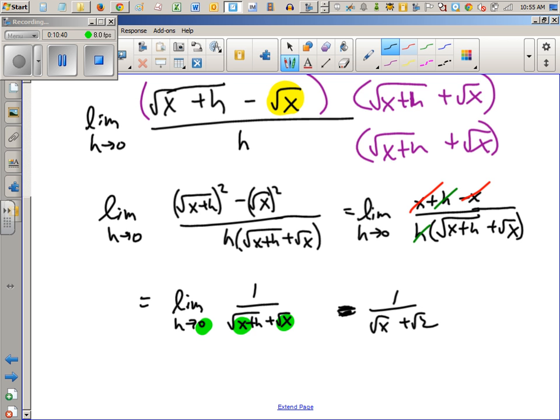You don't need the limit parked out front anymore, do you? Because you just plugged in 0. Sorry, this should say 1 over rad x plus rad x. In other words, 1 over 2 rad x.